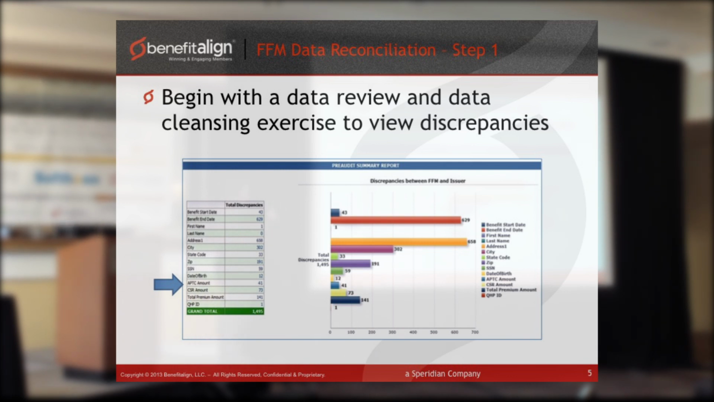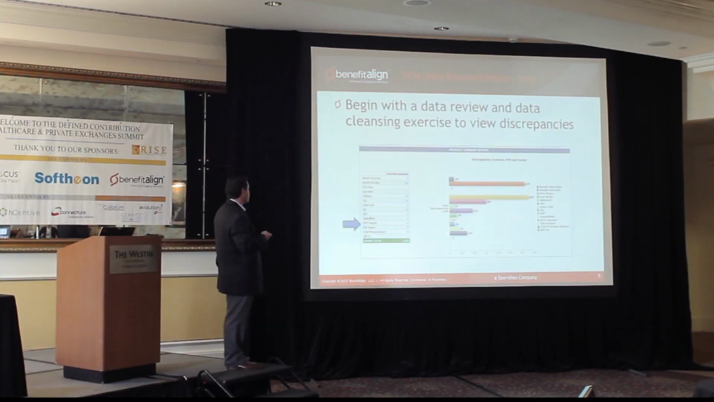So at this point, there's already been one level of cleansing done, right? And in this example, there's 1,500 discrepancies. I know everybody can't see these, so I'm going to point out some of the bigger buckets. The first one is address. Then there's a benefit end date. And then after that, it looks like it's city.